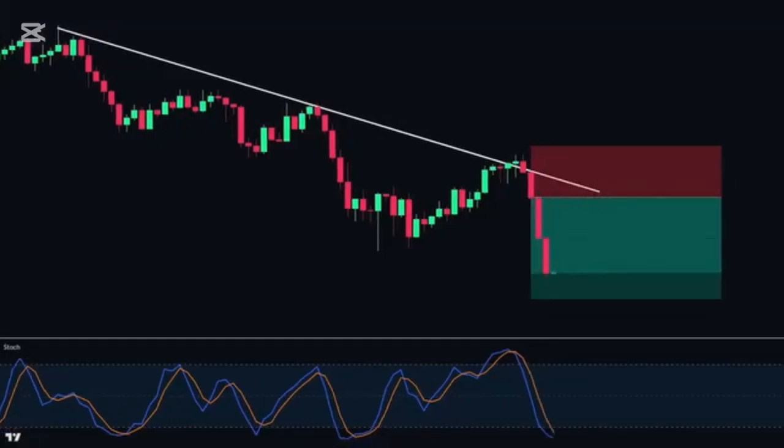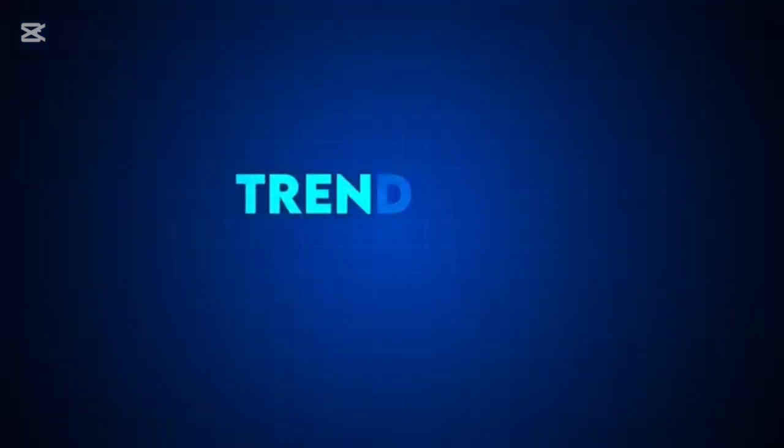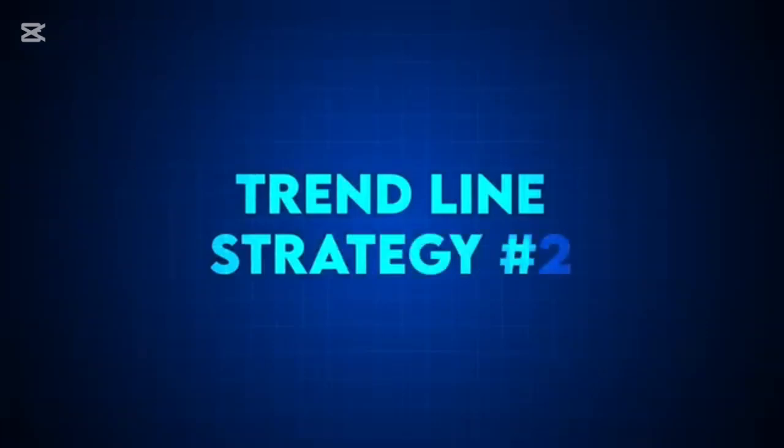And as you can see, price dropped perfectly and hits our take profit. Now, there's actually another trend line strategy that I use, and this one can potentially bring in even more profits. So let's move on to strategy number 2.